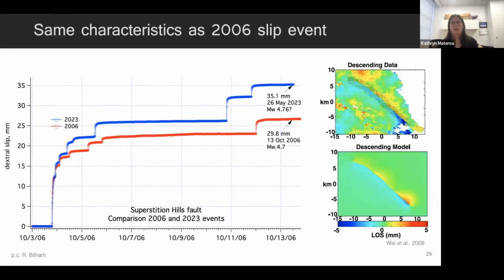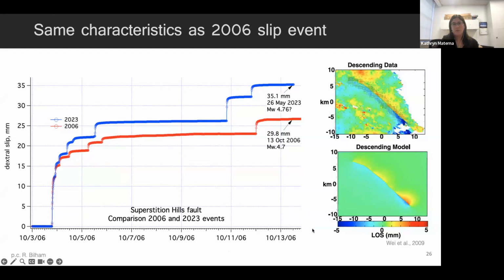I want to add one thing as well about the Superstition Hills fault event, which is that this seems to be an event with very similar characteristics to a slip event on the Superstition Hills fault in 2006. So here on the left is a plot of the time series from the creep meter. It's the same creep meter. And the time axis, of course, is from 2006, but the 2023 event that I'm describing here has been superimposed on a shifted axis. And we can see how similar these two creep events appear in space, in time.